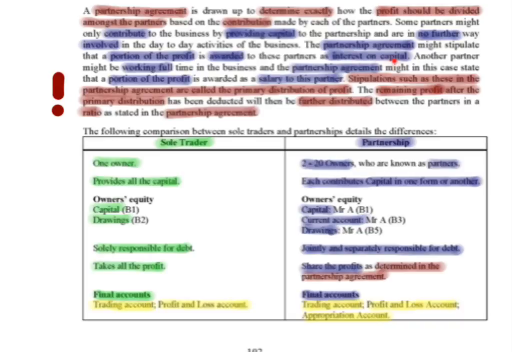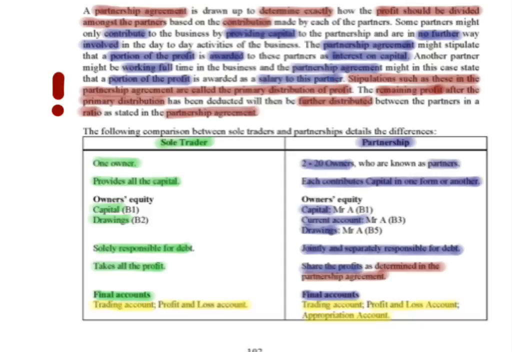Another partner might be working full-time in the business, and therefore the partnership agreement might, in this case, state that a portion of the profits can be awarded as a salary to the partner. So this is again a new concept to you. We haven't worked with the salary of a partner yet. It works differently than a salary for a normal employee. Obviously, a salary of the partner is already a part of the portion of the profits.